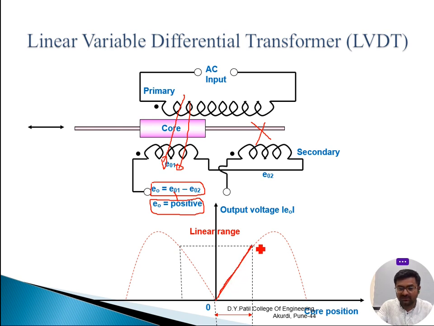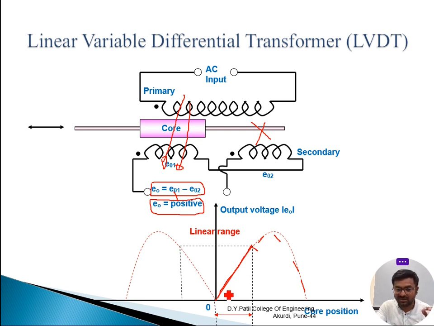After this the curve is non-linear. Don't worry about it, because we are interested in the linear part of the characteristics of the LVDT. So up to here we are interested. That is how exactly LVDT works for the left hand side core availability.